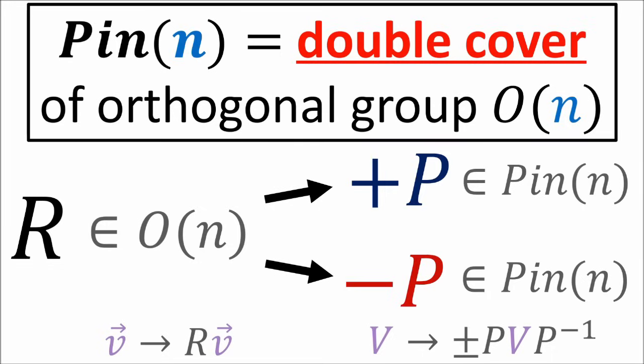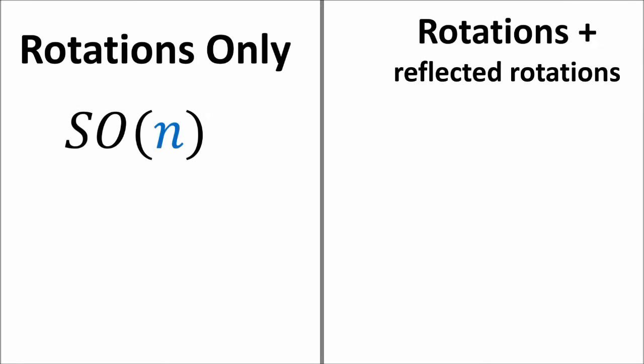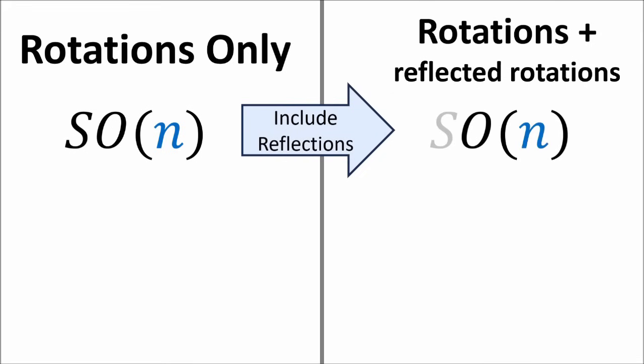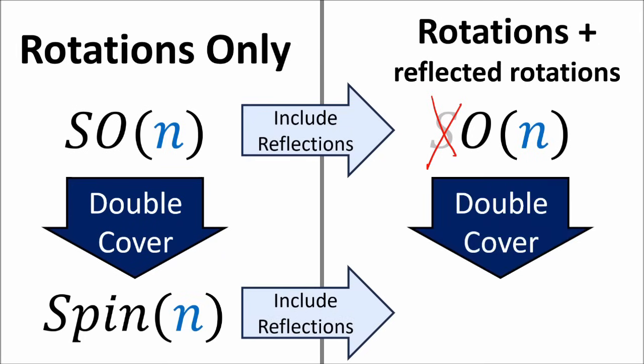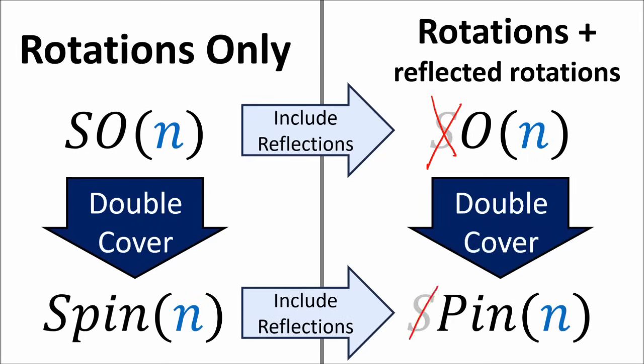The reason we call it the pin n group is a bit silly. The SO(n) group does pure rotations. To include reflected rotations, we just cross off the S to get O(n). Similarly, the spin n group does pure rotations. To include reflected rotations, we just cross off the S to get the pin n group.